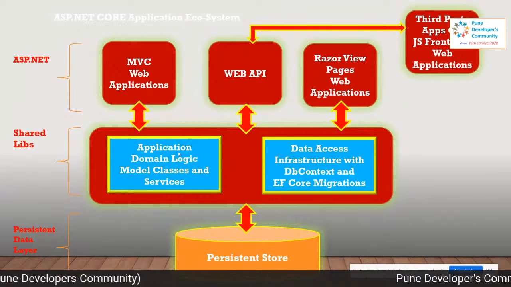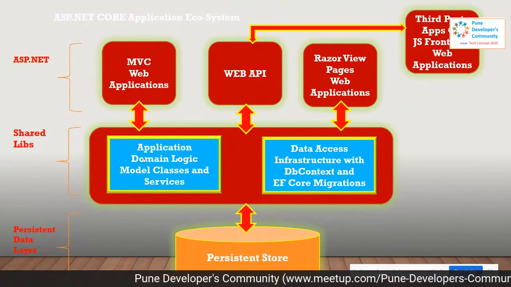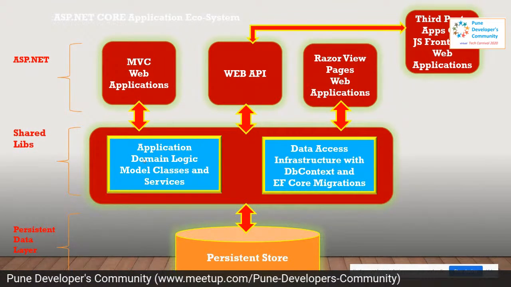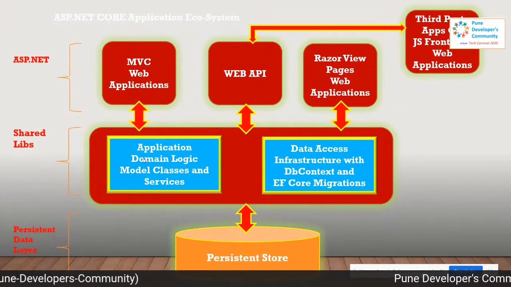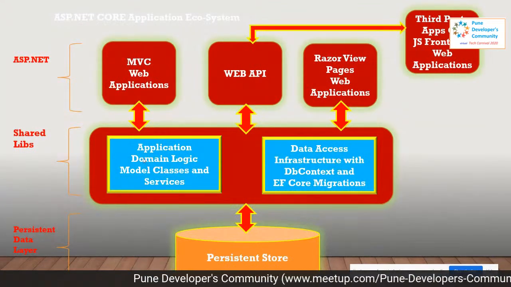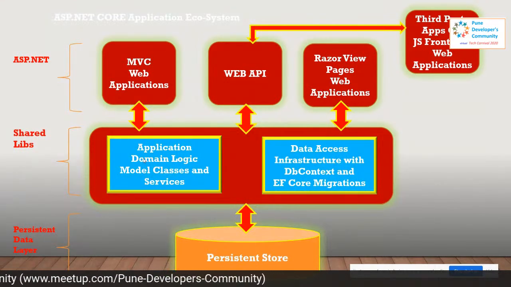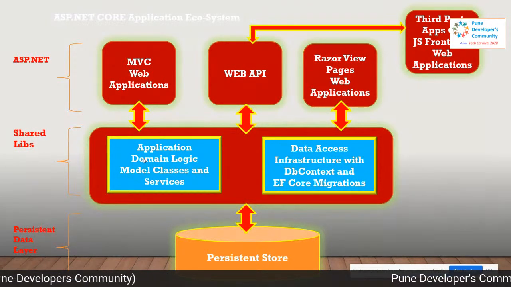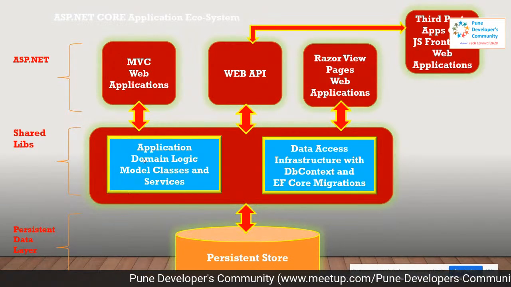Also, you write your application logic with the necessary model classes as well as services. This is your shared library unit, the one which contains your business logic as well as the data access logic. This is called a shared library unit. The meaning of this is that you can have separate packages created for data access as well as for application logic as well as services.